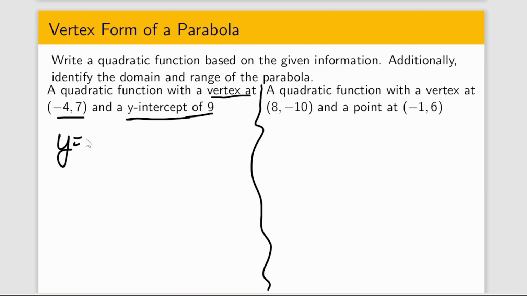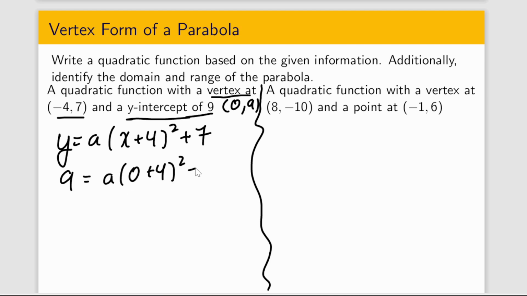So even though I can't see it visually, I already know I could have some multiplication factor, and then I'll have an x plus 4 all squared in parentheses to say that he's shifted to the left 4, and then we'll have a plus 7 here on the outside to say shifting up 7. Since they gave us that we have a y-intercept of 9, we really have the point 0, 9 that I can plug in. So I'm going to plug in y is 9, plug in x is 0, and now I'm good to solve for my unknown multiplication factor.